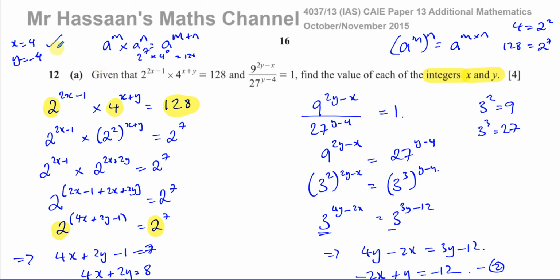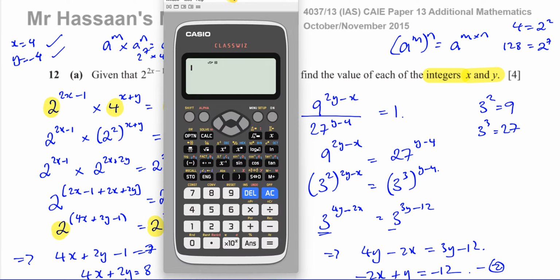So this works for this equation, and for that equation, we'll have 9 to the power of 2 times minus 4, that's minus 8, minus 4, which would be 9 to the power of minus 12, over 27 to the power of minus 4 minus 4, that's the power of minus 8. If you want to check that, we can check that even using the calculator.